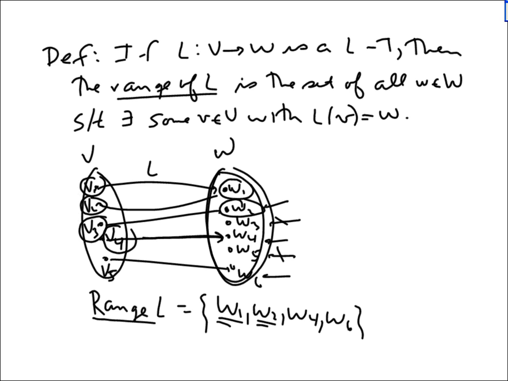But W5 and W3, nothing in V gets mapped to W3. L of nothing in V gives you W5. So they're not in the range. Notice, I skipped W3 and W5.